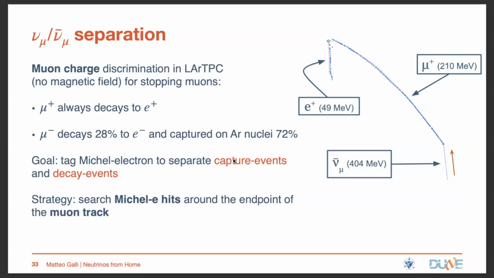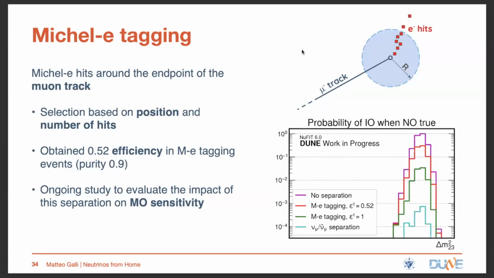To do this, the strategy is to search for Michel electron hits around the endpoint of the reconstructed muon track, as you can see in this event display. For the moment, the selection is based on hits, taking into account positions and number of hits close to the endpoint of the muon track. In this way, I found an efficiency of 0.52 with a purity of 0.9. Now I'm evaluating the impact of this separation on mass ordering sensitivity.